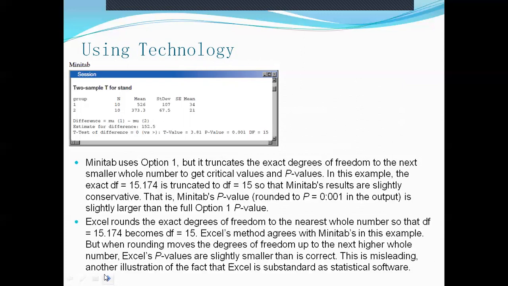Excel rounds the exact degrees of freedom to the nearest whole number, so that 15.174 becomes 15 degrees of freedom. Excel's method agrees with Minitab's in this example, but when rounding moves the degrees of freedom up to the next higher whole number, Excel's p-values are slightly smaller than is correct. This is misleading. Another illustration of the fact that Excel is substandard as statistical software.